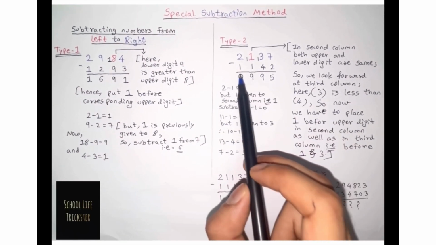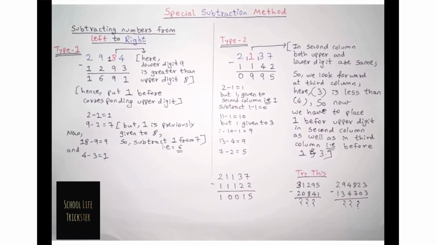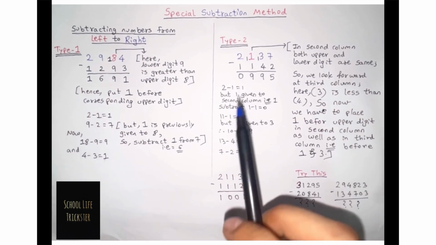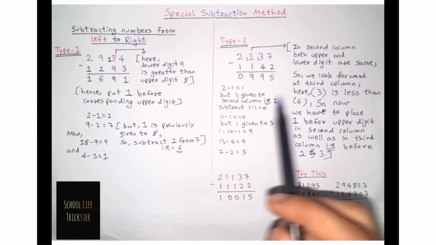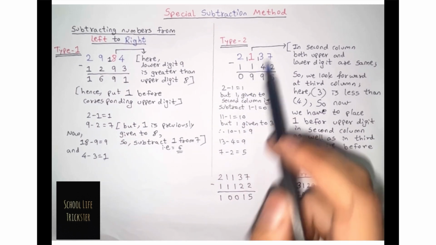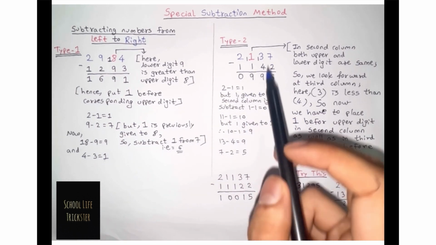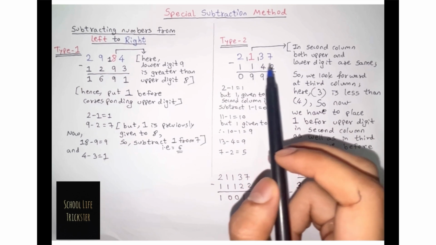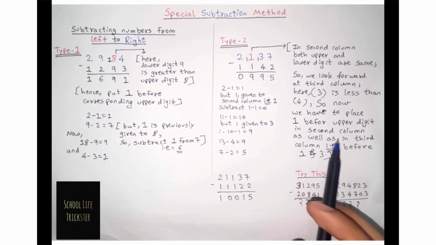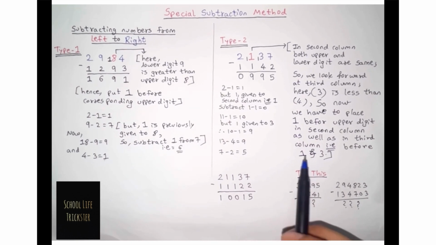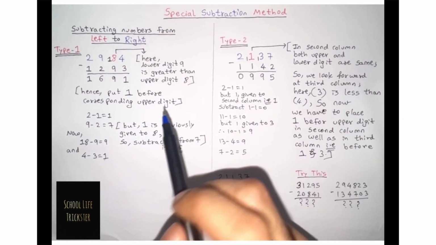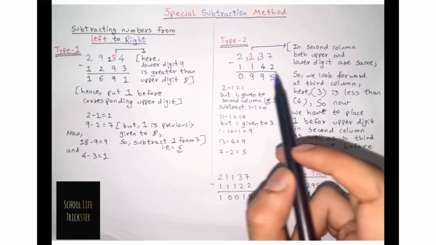2137 minus 1142. In this question, we can see that 1 and 1, that is the upper digit and lower digit, are the same. So, when the same numbers are there, we have to look at the next column, that is 3 and 4. Here 3 is smaller than 4. So, we have to carry over 1 to the 3 as done in type 1. Now, we put 1 before the upper digit in the second column as well as in the third column, that is, before 1 and 3. Now we have to solve it as done in type 1, that is from left to right.